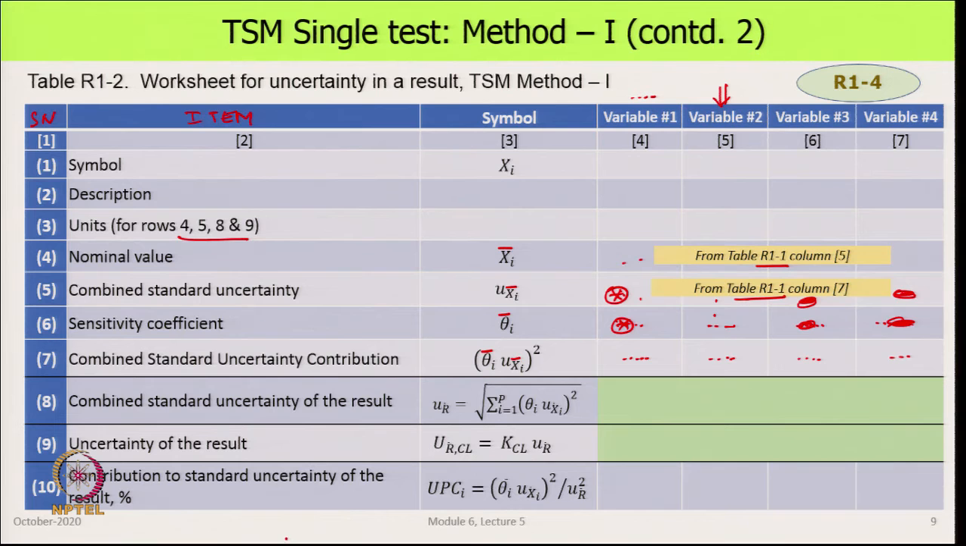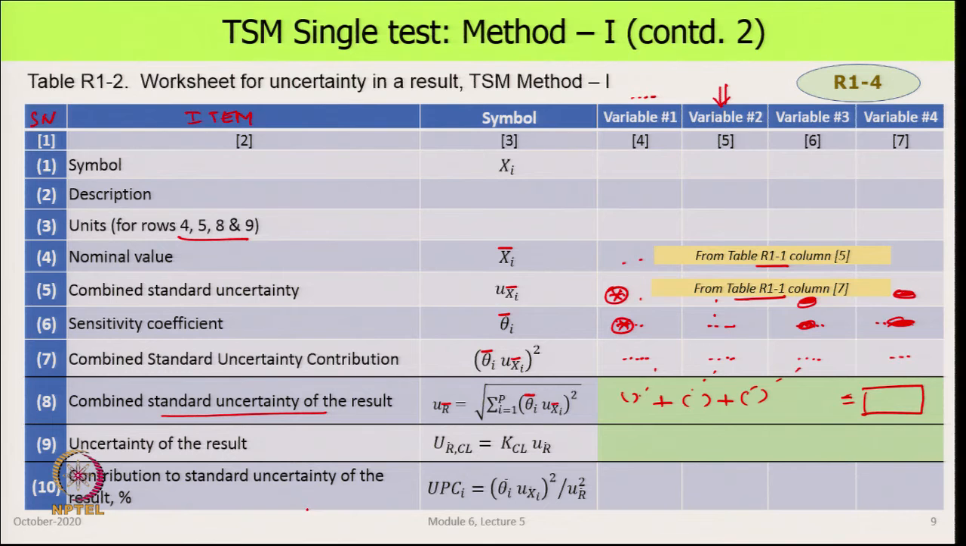Then we do an operation where we add up all these terms, which is the combined standard uncertainty of the result. U r bar is equal to the square root of the summation of theta I bar u x I bar square. So, we add this, it is equal to the first one here plus second one there plus third one there, and all of this, we get one number in this row. So, that is why this has been colored differently. There is only one number. So, this is the standard uncertainty of the result, or the combined standard uncertainty of the result.